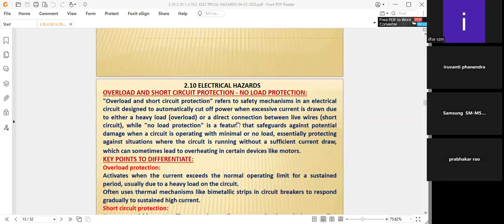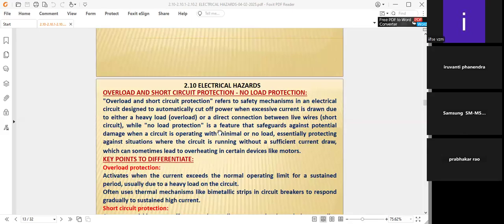Before starting the shutdown or resuming it, you have to immediately start the turbine. It takes some time to run into the circuit. That's why the no load protection will be there. It will run after many hours, and then it will take the load on the turbine. That's why no load protection is also to be provided through MCC for any equipment.